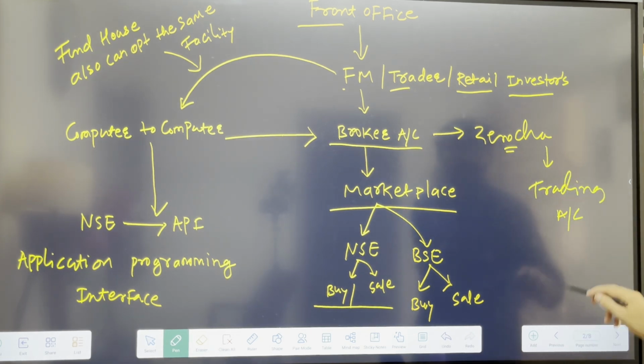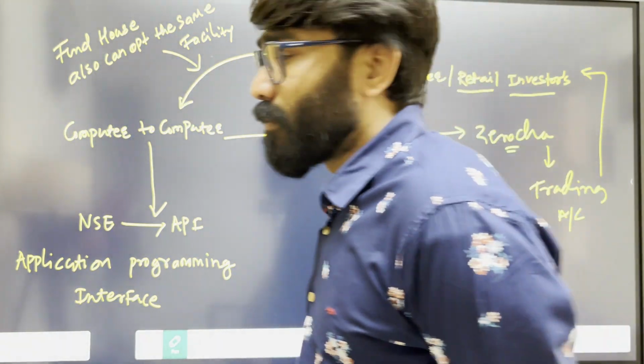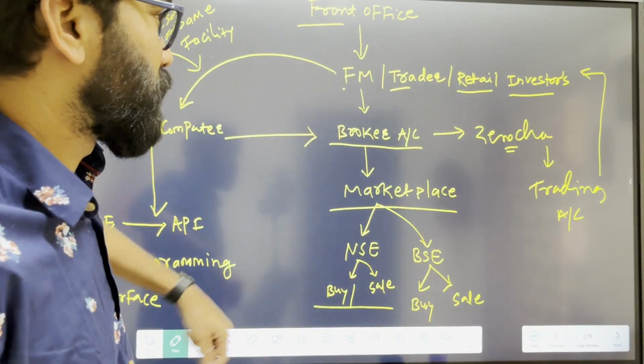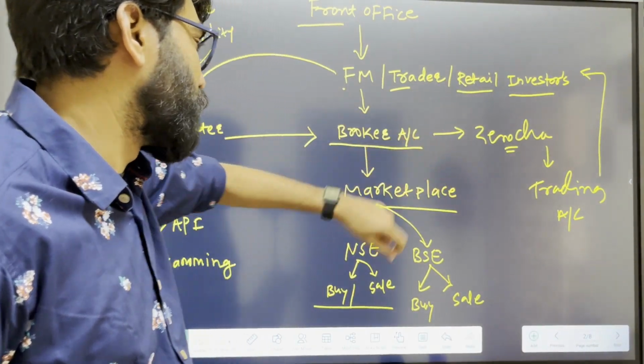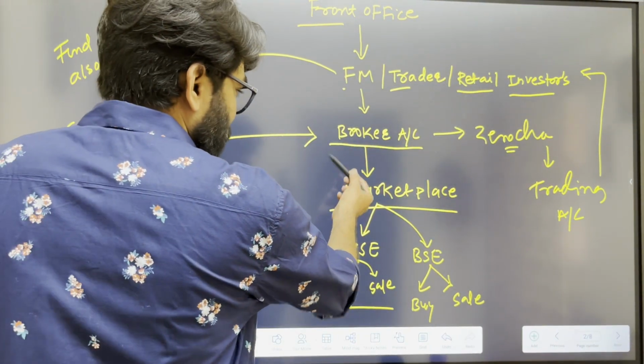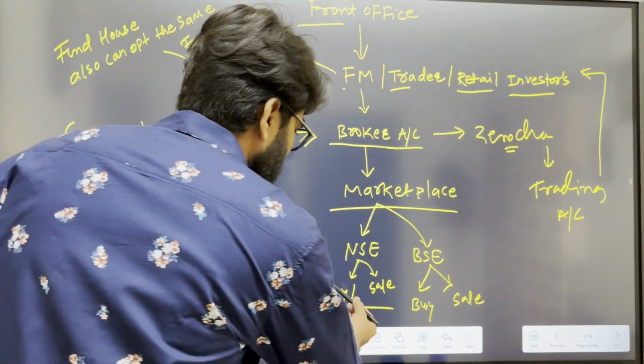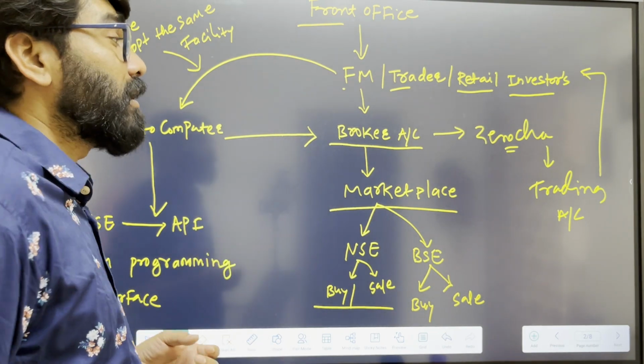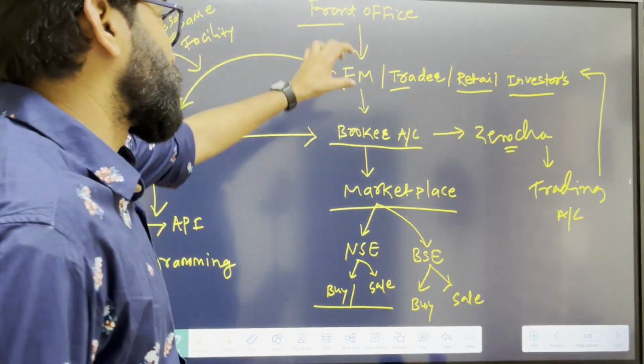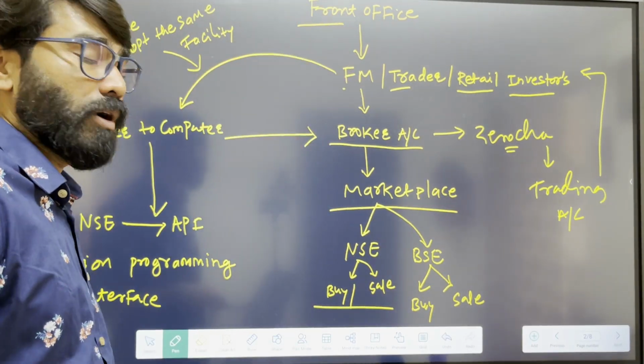Trading account. It is mandatory for everyone to open a trading account with designated brokers. Once you open the trading account with a designated broker, that broker will give you access to buy and sell the securities from the market. So it means you can easily buy and sell the securities, right? This is how the front office workflow comes into the picture.